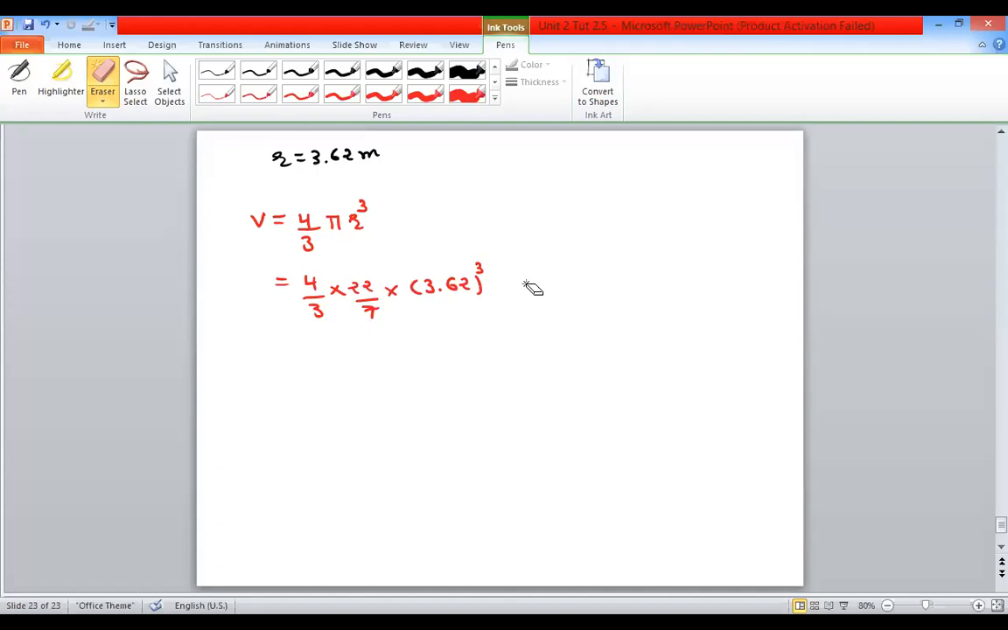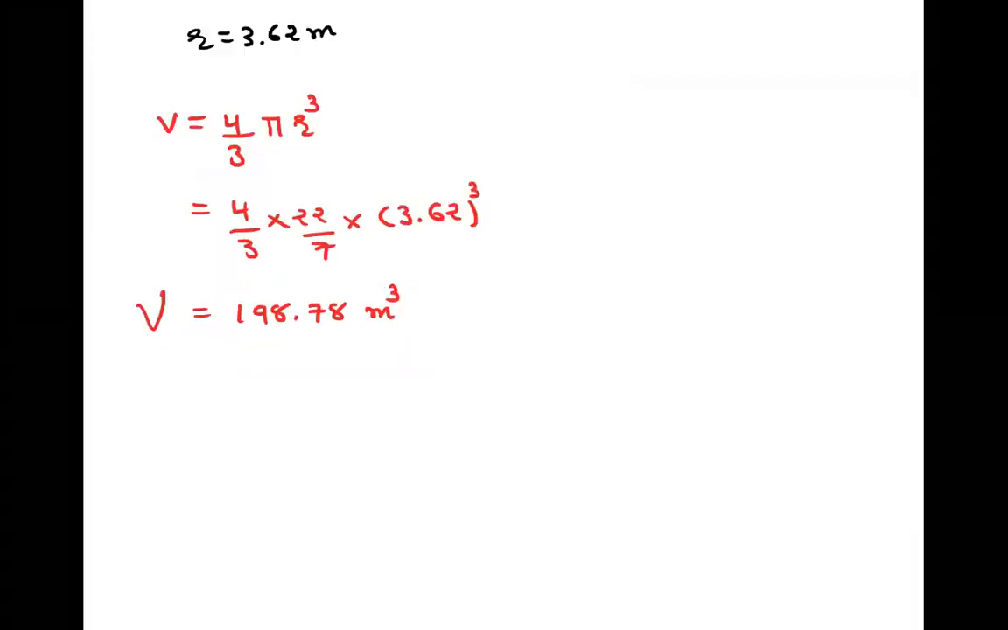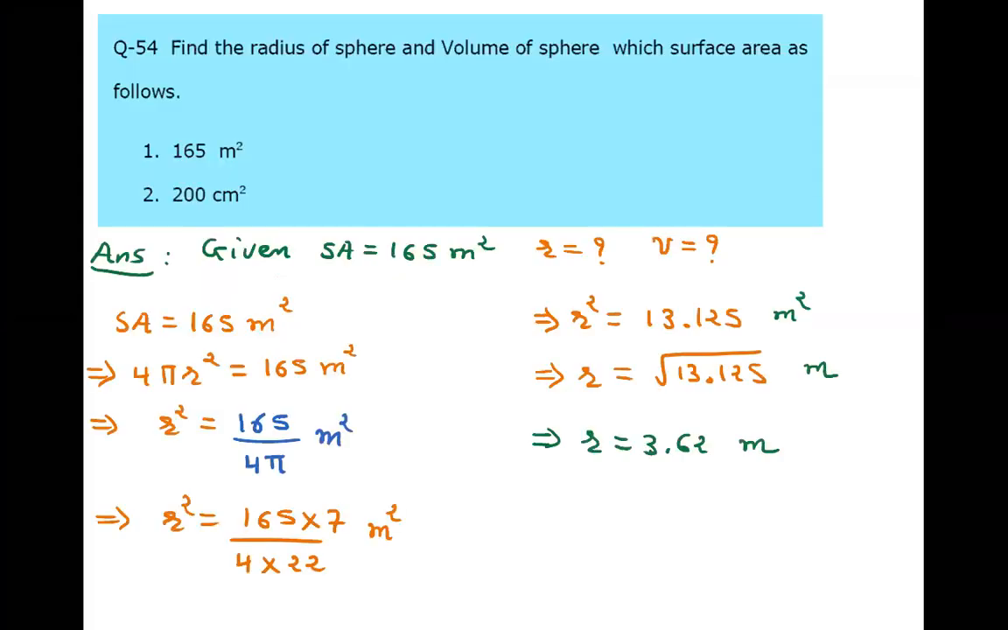It's 198. Hope you are clear? First of all, by the formula of the surface area, you can find your radius. Your radius is 3.62. Taking the square is converted to the square root.